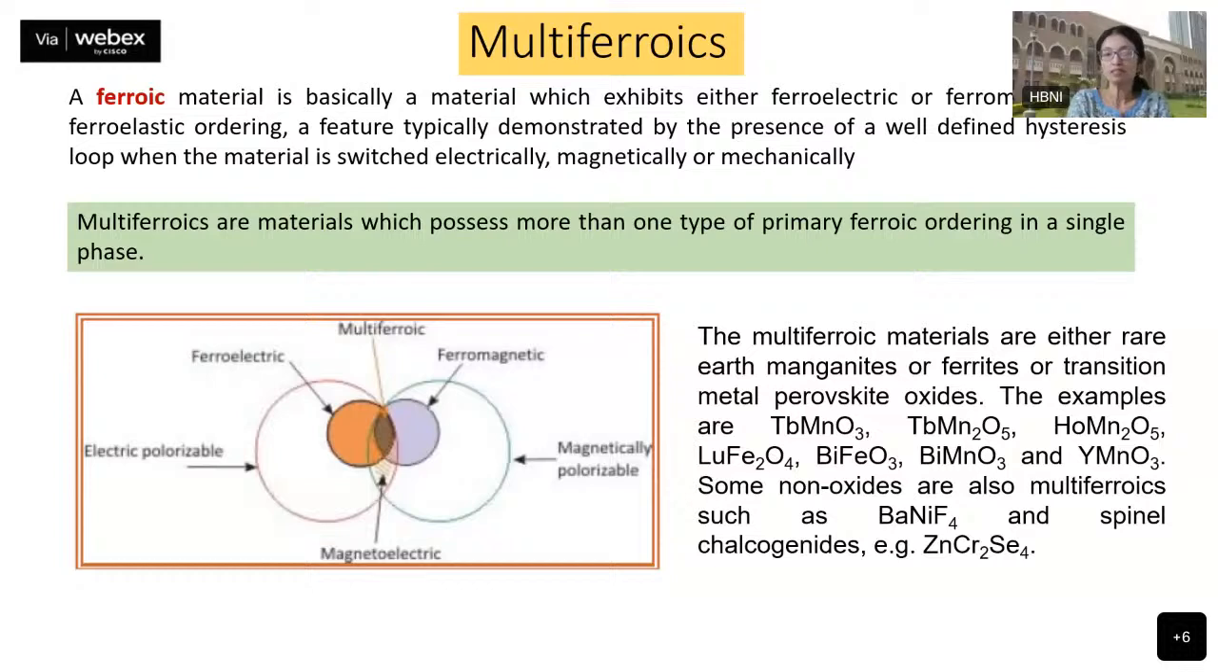So this is the same diagram which was shown in the previous slide. So the multiferroic materials, what are the examples of multiferroic materials? They can be rare earth manganites or ferrites or transition metal perovskite oxides.